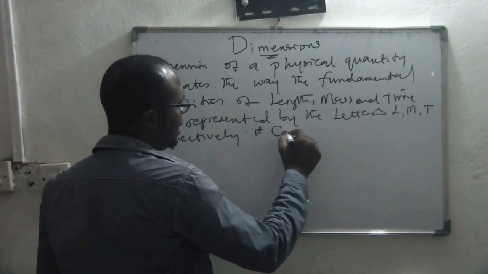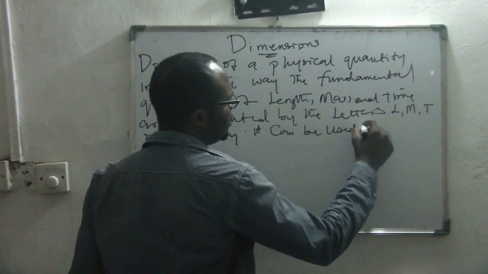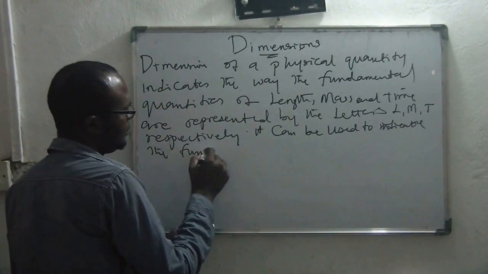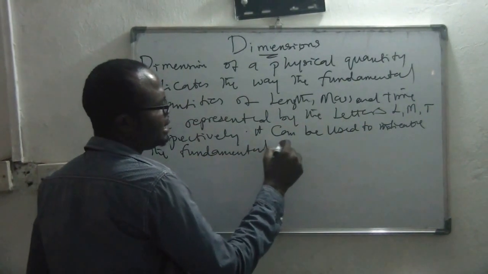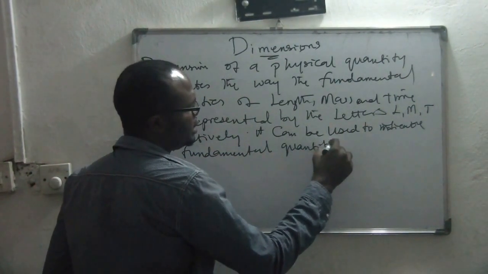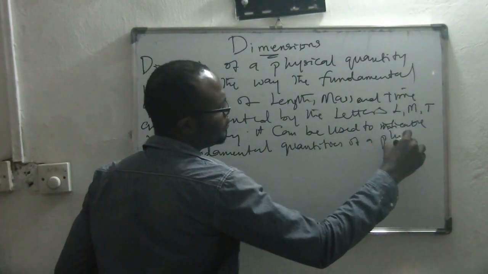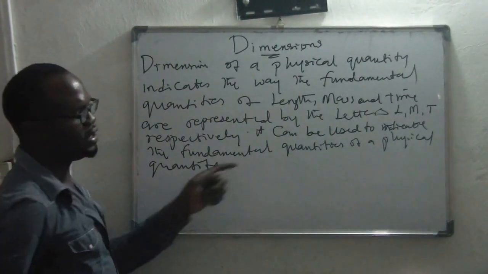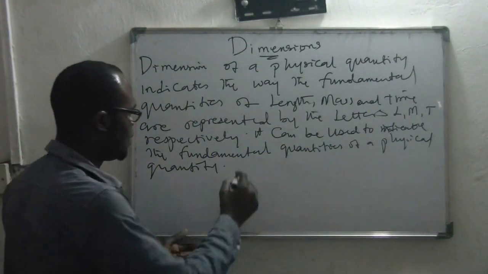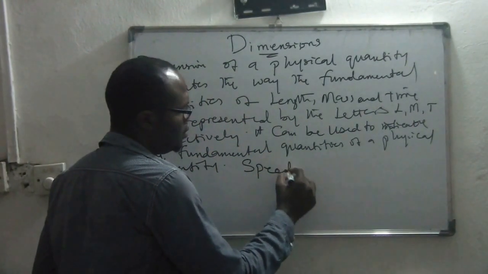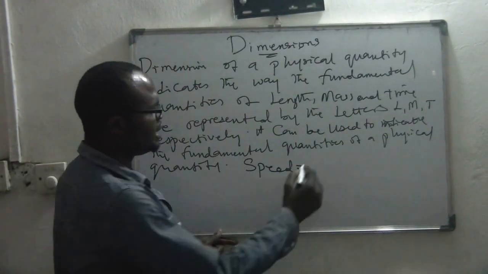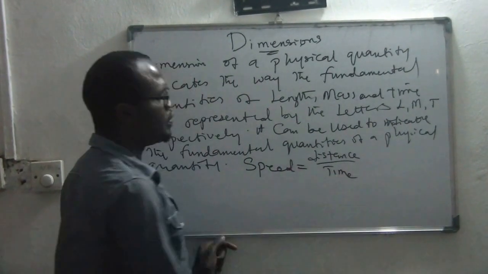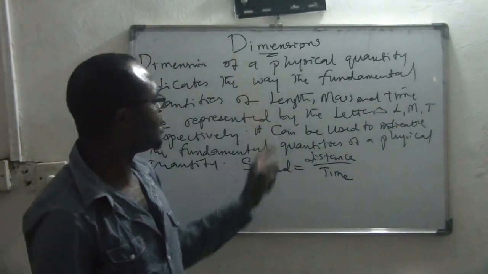So it can be used to indicate the fundamental quantities of a physical quantity. Example is when we talk about speed. What is speed? Speed is distance over time. So how do we represent the dimensions of speed?